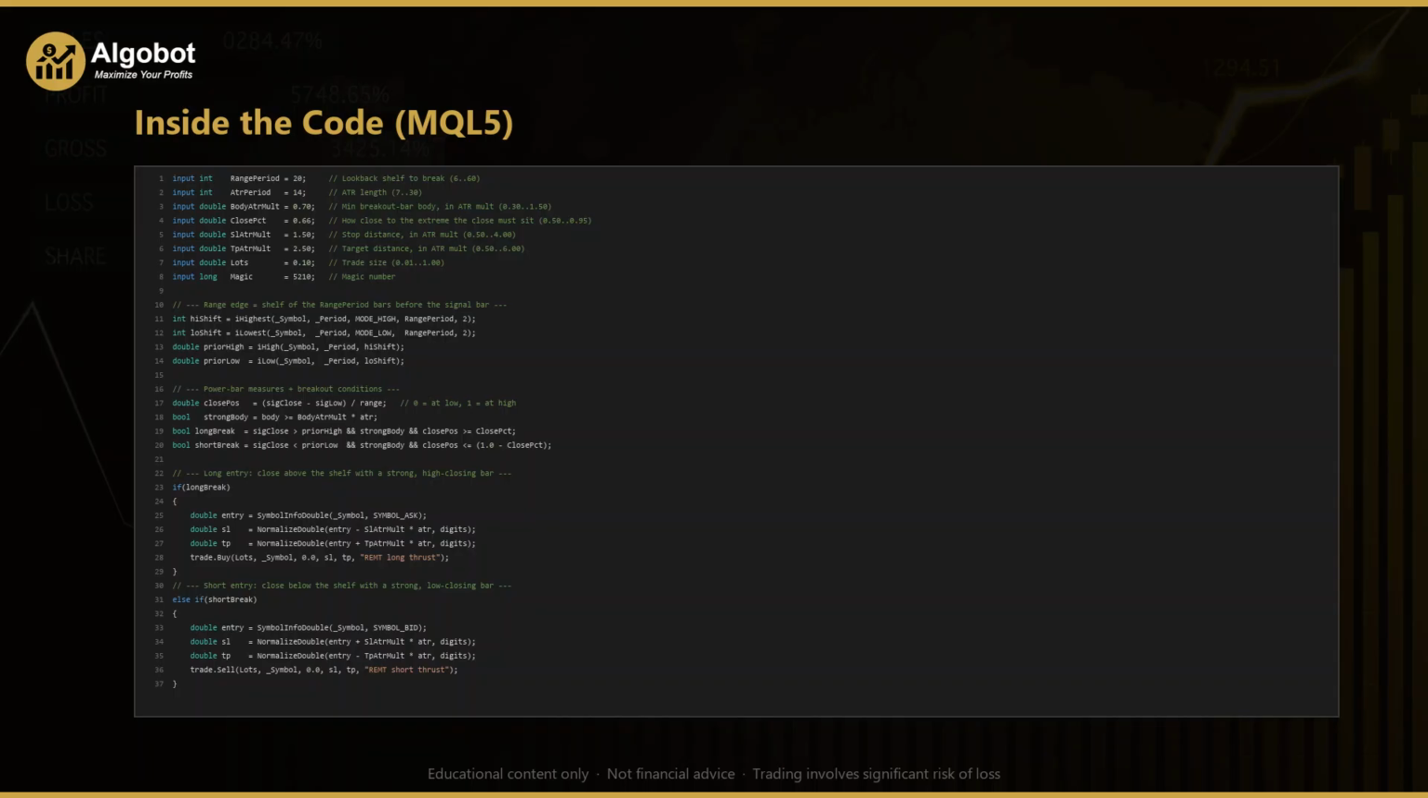Then it builds the two breakout conditions. For a long, the Boolean long break is true when the signal close is above the prior high, the body is strong, and the close position is at or above close PCT. For a short, the break is true when the close is below the prior low, the body is strong, and the close position is at or below 1 minus close PCT.